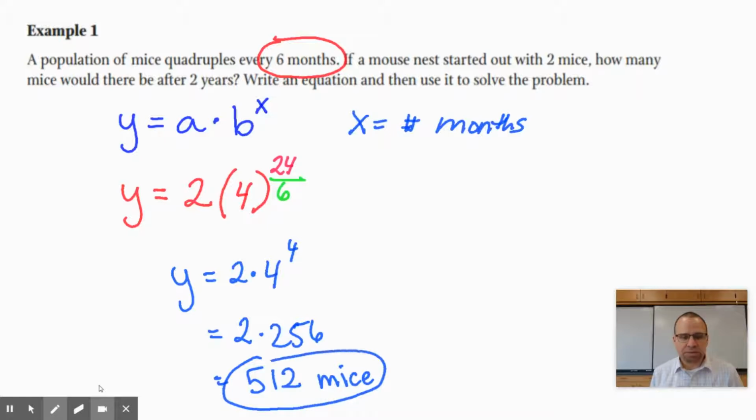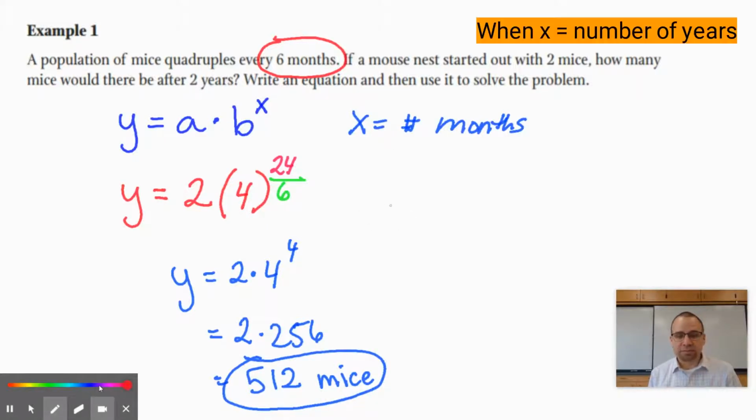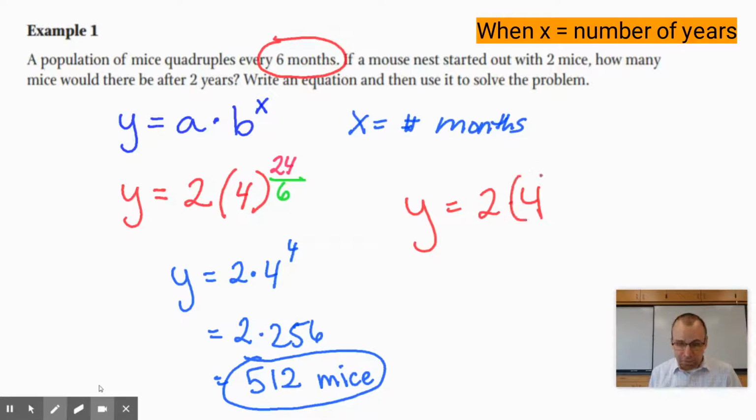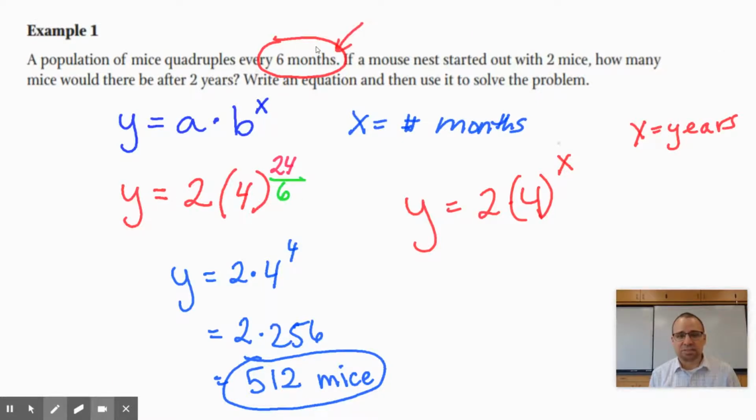Now, some people might do it a different way. Could you do it this way? Y equals 2 times 4 to the X, and we're going to basically say X is the number of years. If we say that X is the number of years, and we have to think about it, if it's happening every 6 months, how many times a year is it happening? Well, it's happening twice a year.